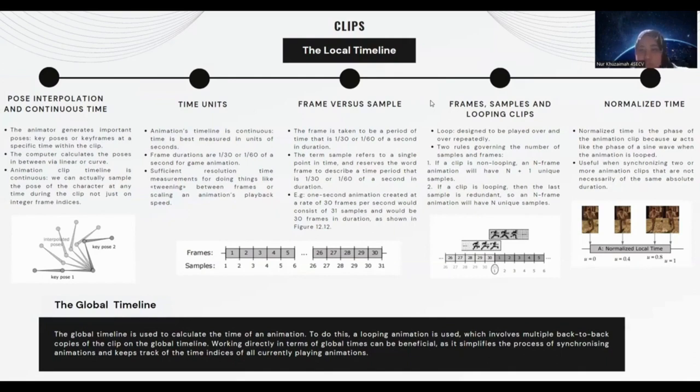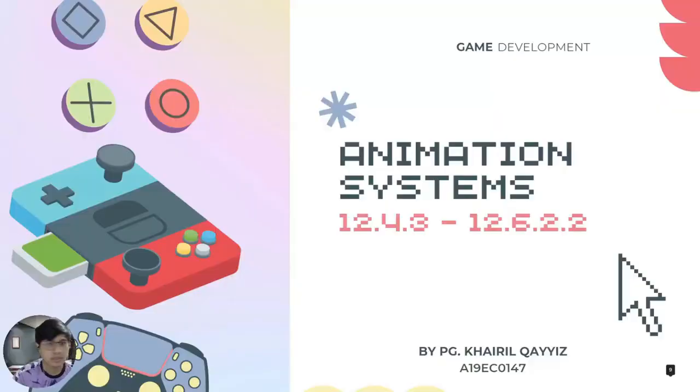Alright, so a looping clip is basically designed to be played over and over repeatedly. There are two rules: the first one is for non-looping, and the second one is if the clip is looping. Normalized time is useful for synchronizing two or more animation clips that are not necessarily of the same duration. So what is the global timeline? The global timeline is used to calculate the time of the animation. It simplifies synchronization and keeps track of the time indices when playing the animation.